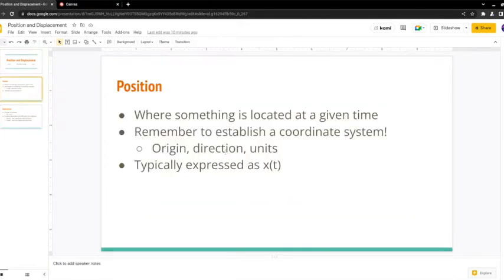You know what this is. So, position. It's where something is located at a given time. You should know this from a non-physics context. And when it does come to a physics context, we have to remember to establish a coordinate system. This is not very strict, but you want to know what direction is positive and what direction is negative, or what's vertical and what's horizontal once we get into vectors.